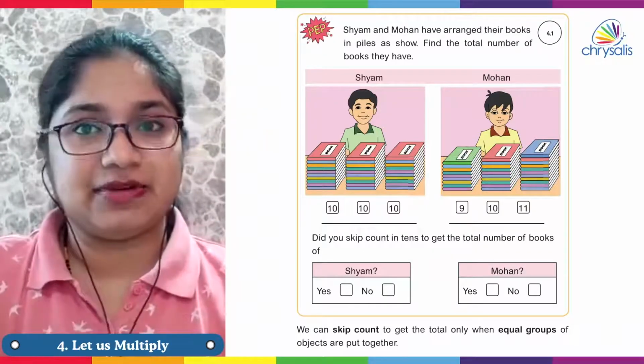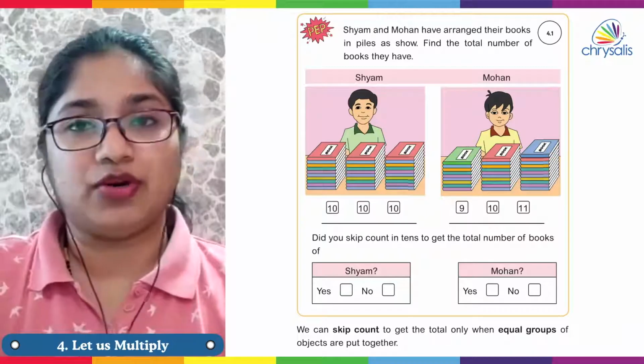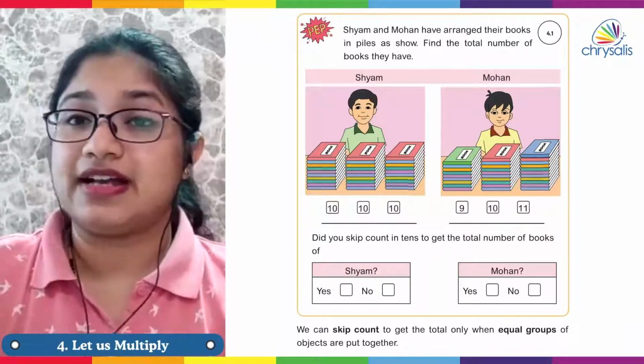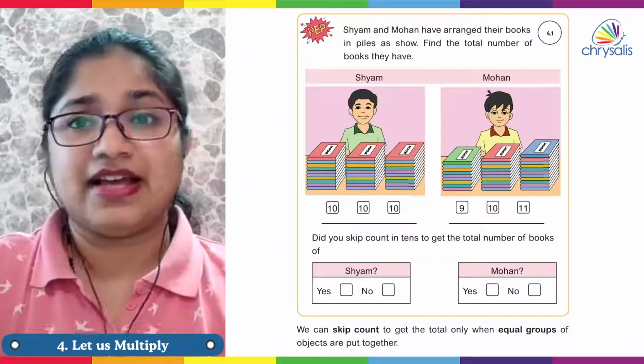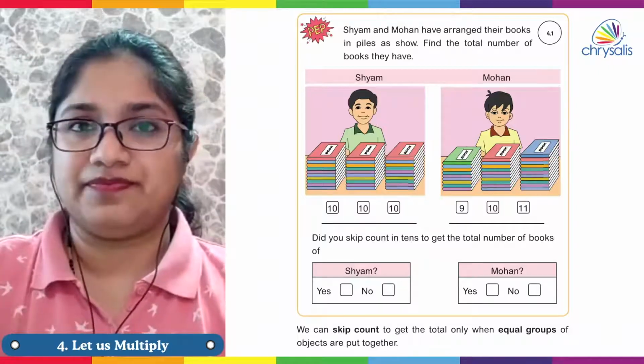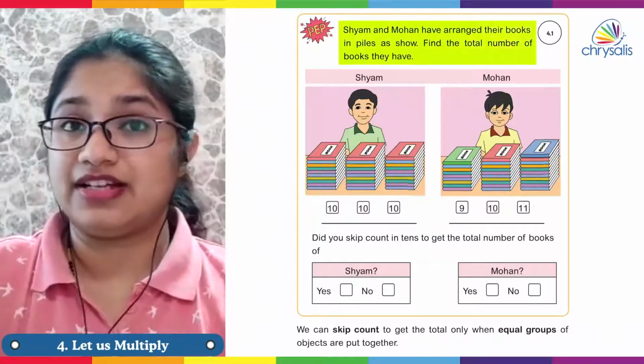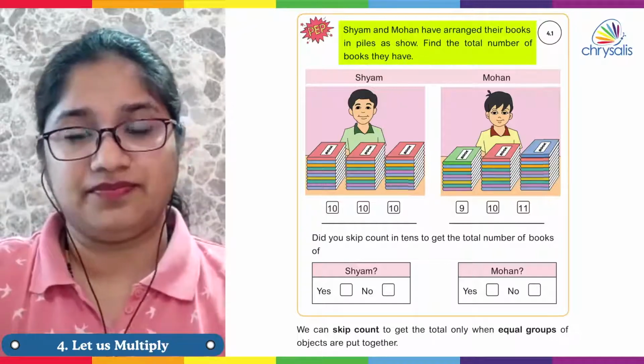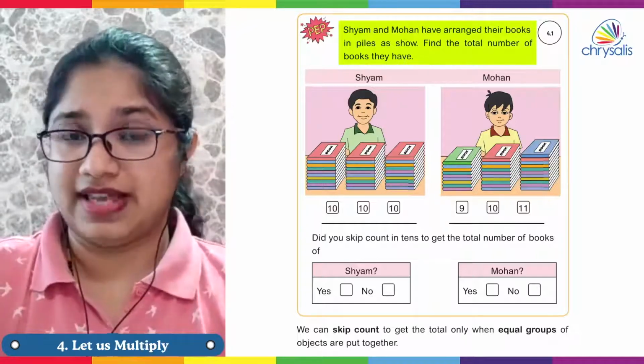This activity is about two friends, Shyam and Mohan. Come, let's find out what they are doing. Read the instructions with me. Shyam and Mohan have arranged their books in piles as shown. Find the total number of books they have.